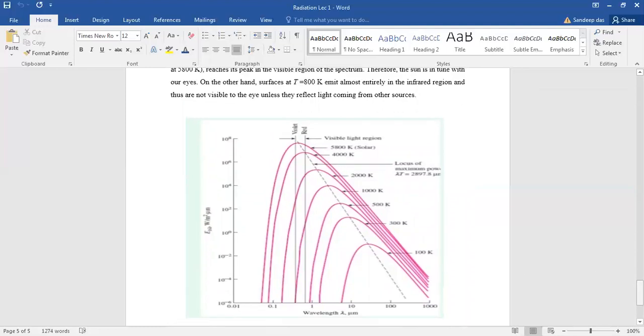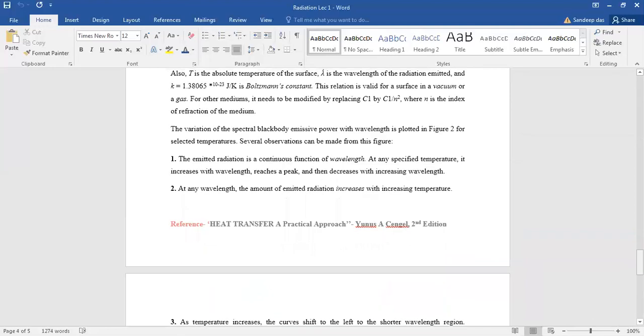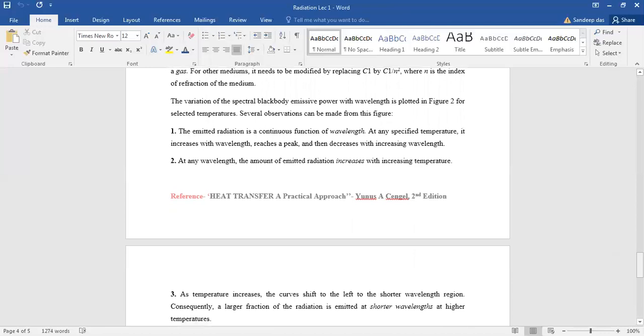Now, what are the other features of this graph? Let us discuss it point by point. As we can see, this emitted radiation is a continuous function of wavelength. At any surface temperature, it increases with wavelength, reaches a peak, and then decreases with increasing wavelength. Point number two, at any wavelength, the amount of emitted radiation increases with temperature.